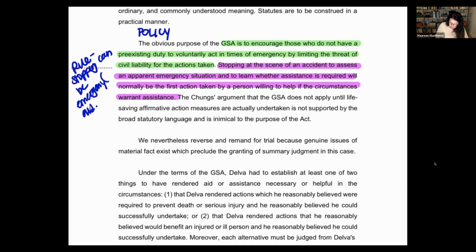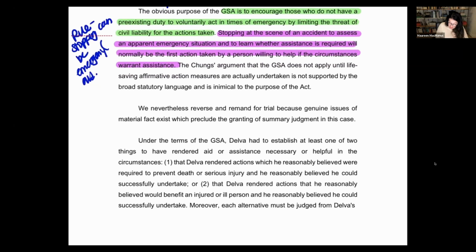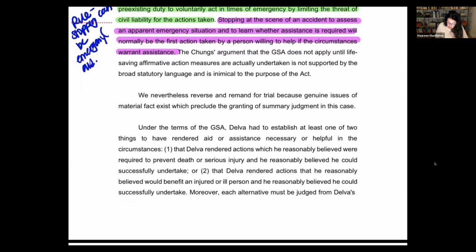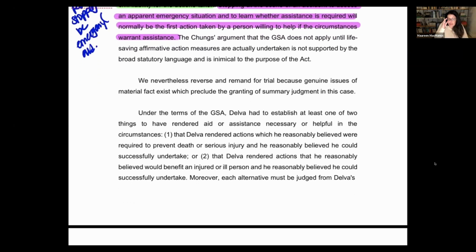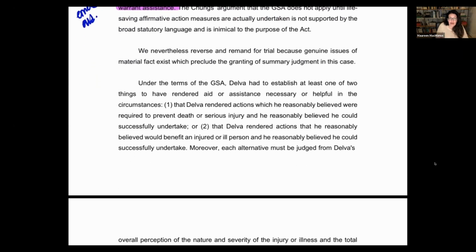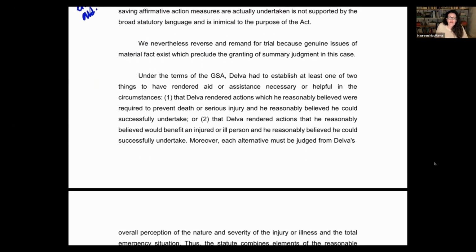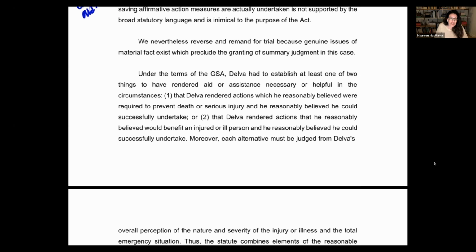We nevertheless reverse and remand for trial because genuine issues of material fact exist which preclude the granting of summary judgment in this case. So under the terms of the GSA, Delva had to establish at least one of two things to have rendered aid or assistance necessary or helpful in the circumstances. One, that Delva rendered actions which he reasonably believed were required to prevent death or serious injury, and he reasonably believed he could successfully undertake. Or two, that Delva rendered actions that he reasonably believed would benefit an injured or ill person, and he reasonably believed he could successfully undertake.